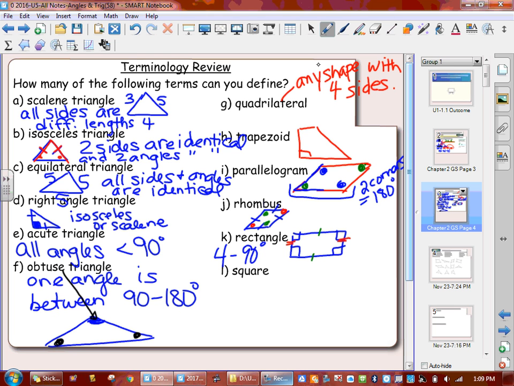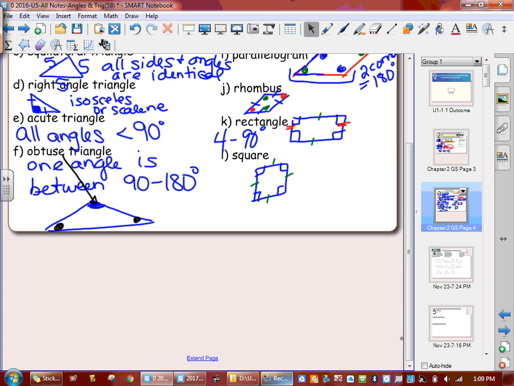So a square, same idea. 4 angles are 90 degrees. Only this is the same as a rhombus in terms of every side being the same length. Okay, so all 4 sides are the same. And the diagram itself, mine shouldn't be slanted, I just can't draw it very well.